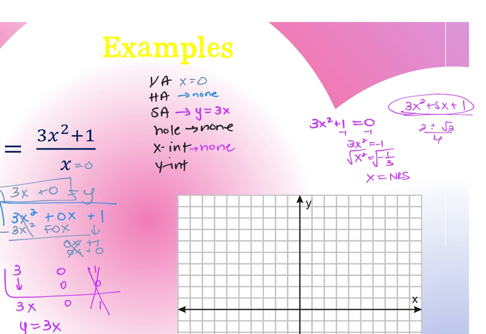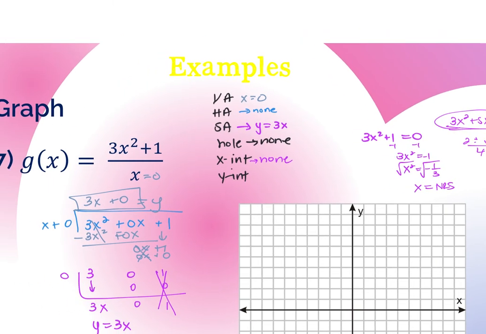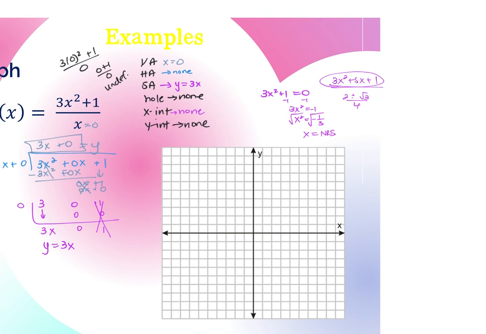All right, then last thing is your y-intercept. So I'd get 3 times 0 squared plus 1 over 0, and I get 0 plus 1 over 0, which is undefined. What does that tell you? There's no y-intercept. So it's not crossing either axis. My vertical asymptote is at 0. My slant is at 3x. So I'd start at 0. I'd go up 3 to the right 1 or down 3 and to the left 1.